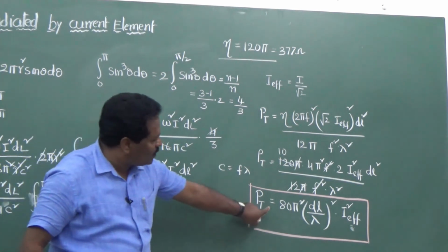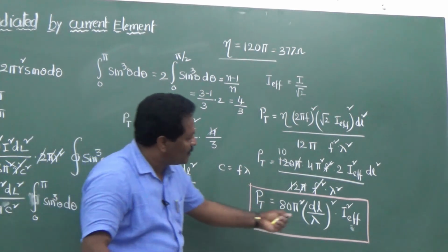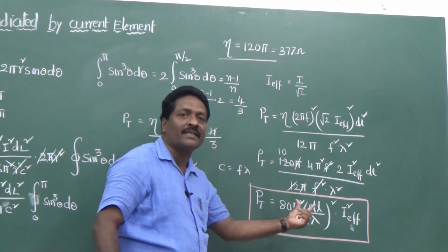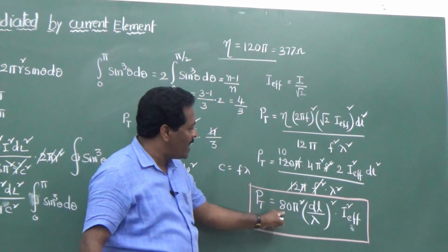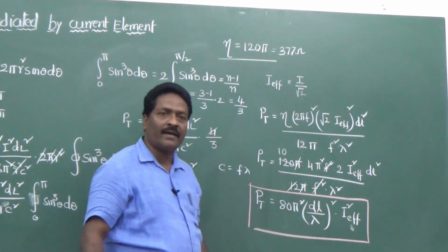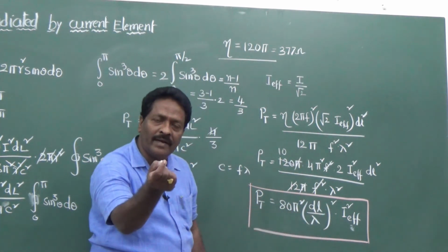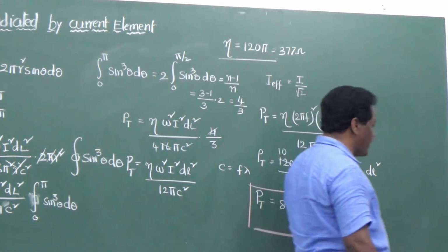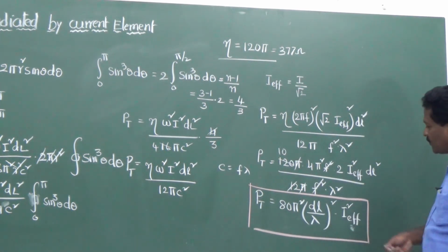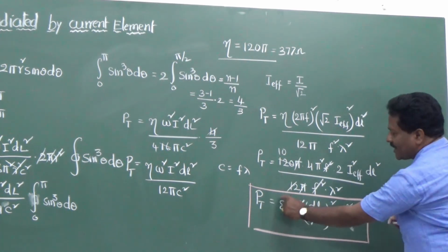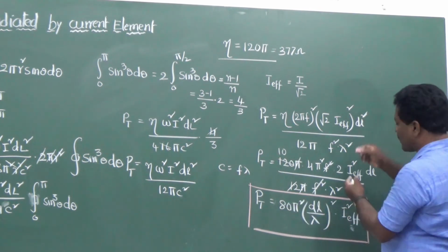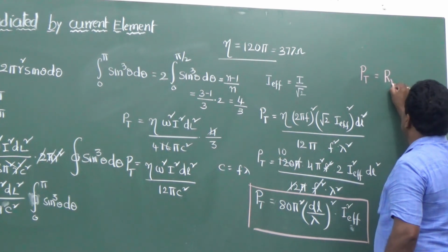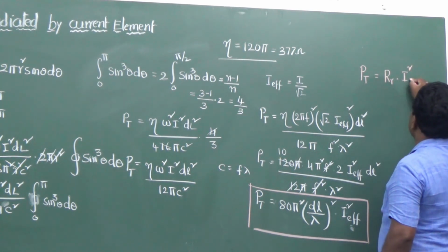If you observe closely here, power is equal to I square into something. This something is nothing but the resistance. What is the value of the resistance? 80 pi square dl by lambda whole square. Here dl is the length of the current element, which is very, very small. Whatever is remaining here is nothing but the radiation resistance. Therefore I can write Pt is equal to radiation resistance into I square effective value.